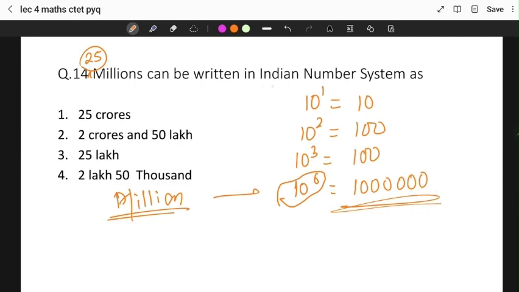So actually the question is: 25 millions can be written in the Indian number system as what? So please insert the number 25 over here. We have to write 25 million in the Indian number system.